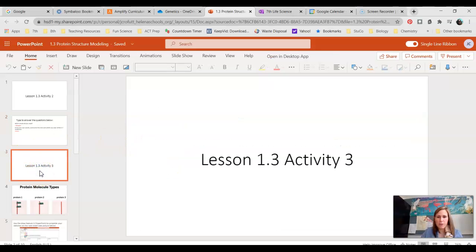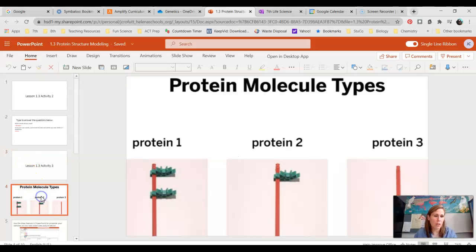Okay, for the last part of this, you'll be doing a little hands-on activity. Those of you who are in class today will actually be using these little K'NEX connectors. Those of you who are not in class today will just be looking at the pictures and making predictions. What we are going to look at is how the structure of proteins influences their function. We have all kinds of different proteins that have different shapes, and because of their different shapes, they have different jobs to do.